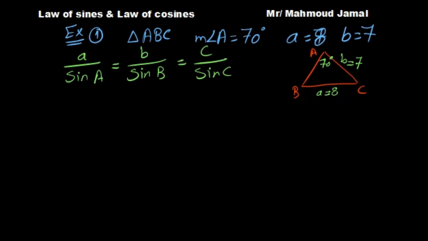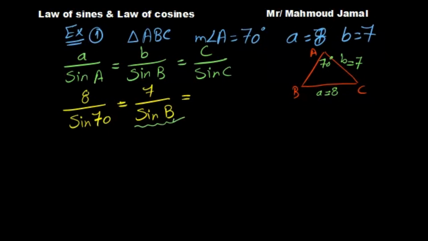Write the given. We have a is 8 over sine A, which is sine 70, equals b, which is 7, over sine B, which I don't know. This is the first unknown. And c, I don't know, and sine C, I don't know. So start by this one, firstly. I want to find sine B, to find the measure of angle B.